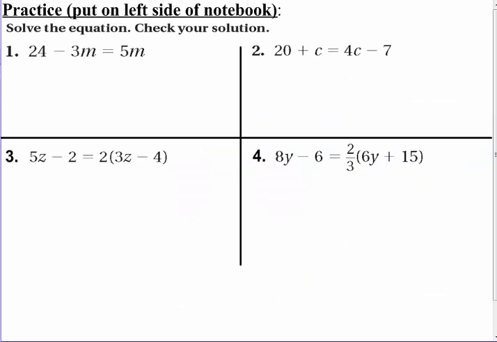Here's some practice problems. Don't forget to put these on the left side of your notebook. You have a left page and a right page. This goes on the left page of your notebook. Copy down the problems, solve each of them, and I will check them next class.